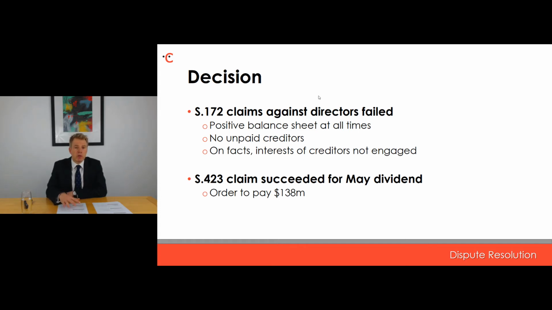As less relevant to today's session, the Section 423 claim did succeed in relation to the second dividend. Remember, there was one from December 2008, and the second was May 2009. By the time of the May 2009 dividend, the likelihood of liabilities was a little bit higher, and that was sufficient for this to be a transaction defrauding creditors, and Sequana was ordered to repay $138 million.